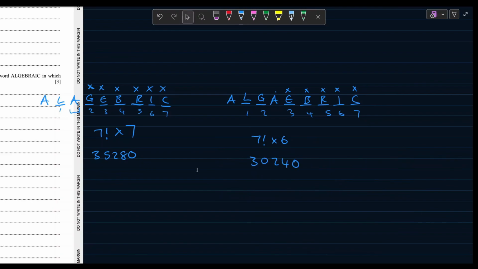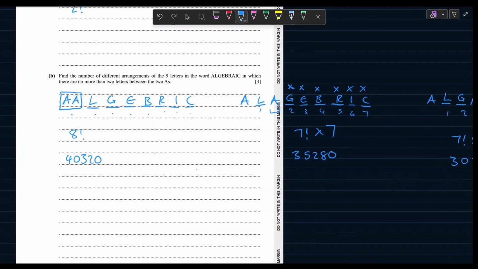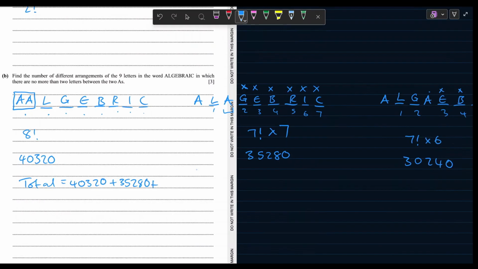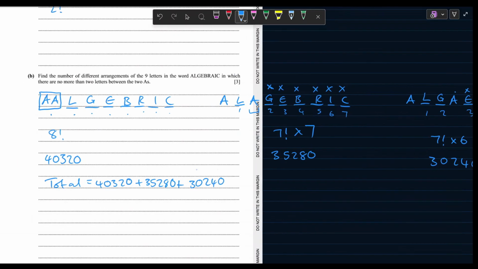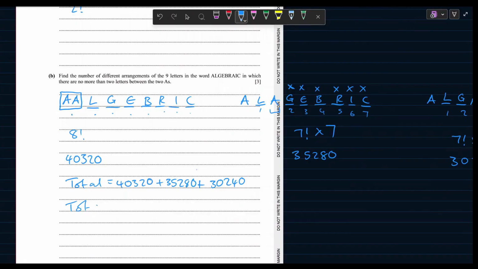30,240. So let's tally up our 3 possibilities. Our total is going to be 40,320, that's 35,280, plus the last one, that's 30,240. So if we punch this into the calculator, that's 40,320 plus 35,280 plus 30,240. That gives us 105,840, and that's our final answer.